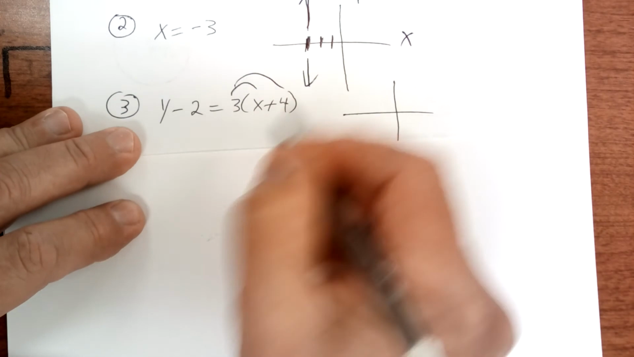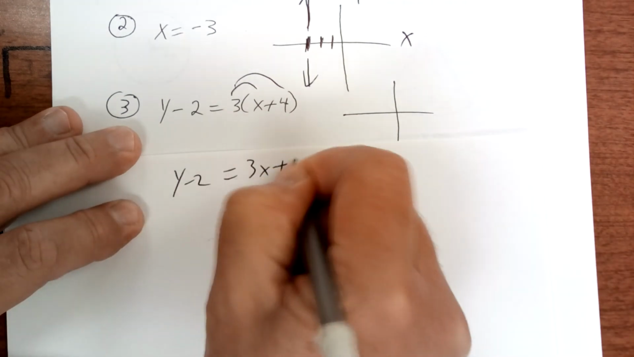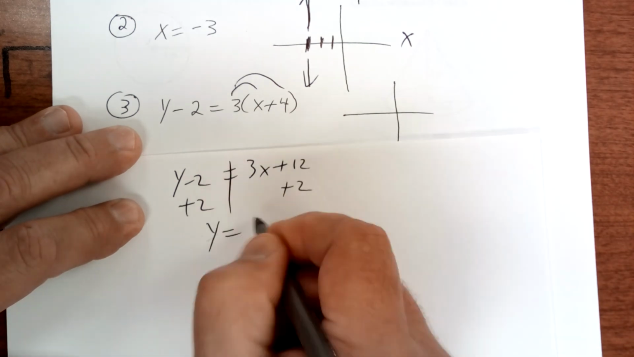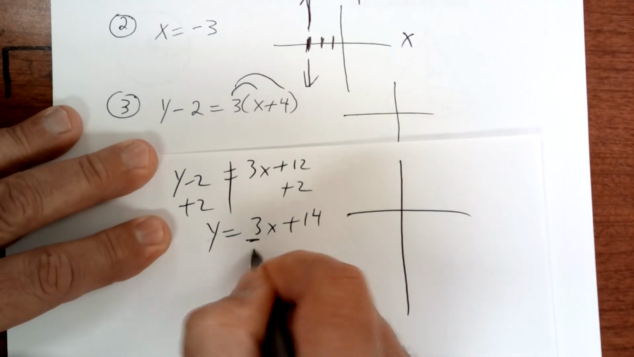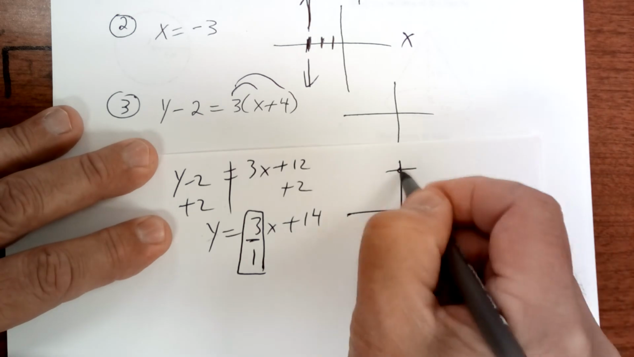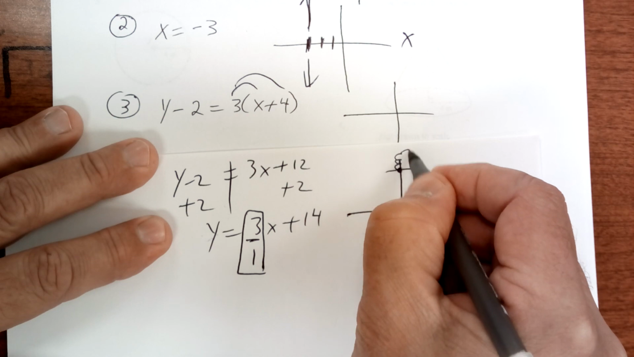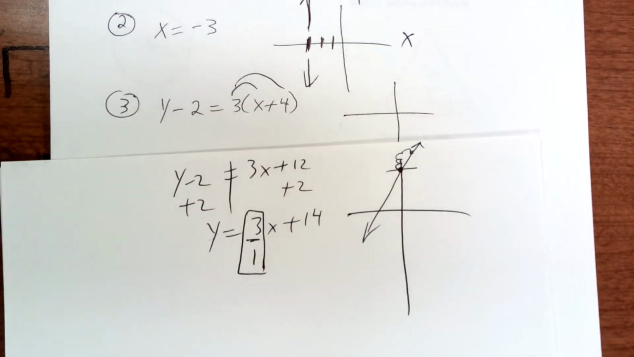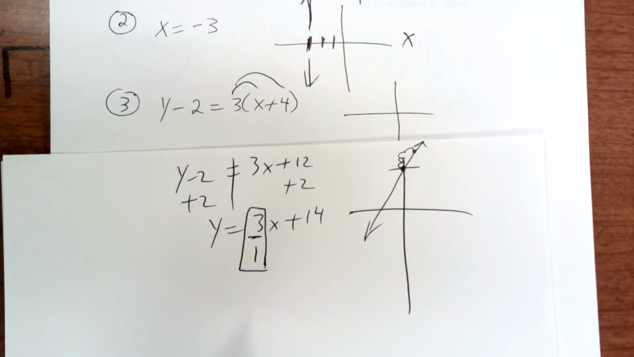So this is going to be 3x plus 12, and then you're going to add 2, and you're going to get y equals 3x plus 14. So your slope, you want to make it a fraction. So put a 1 under there. You want to go up 14, and I'm not going to count that. And then you're going to go up 3, and then to the right 1, and the line should look something like that. And that's how you do it. That's called point slope, and we had to get it in slope-intercept form. Remember, there's 3 forms of a line.